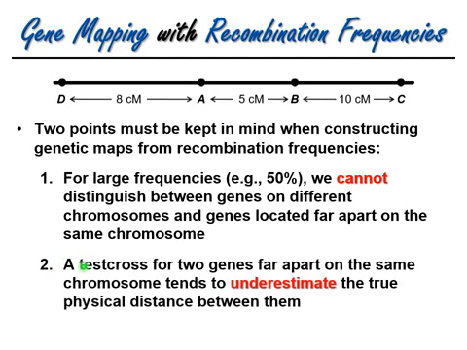Number two, a test cross for two genes far apart on the same chromosome, as I said, tends to underestimate the true physical distance between them. As the distances get larger and larger between these genes, like D and C, it becomes less accurate. And you underestimate because you don't count all of them properly because of double crossover events or even numbered crossover events that throw you off. And so that would be why.